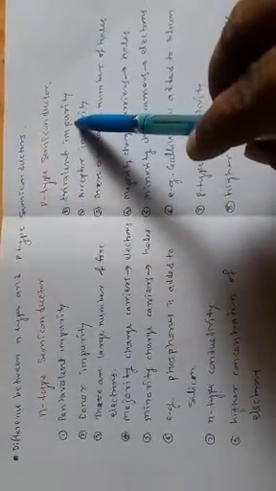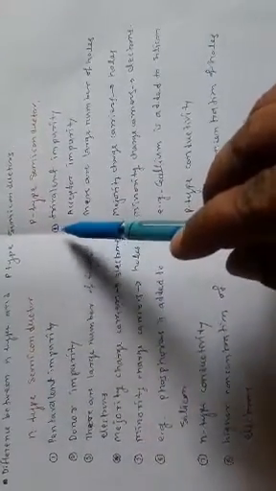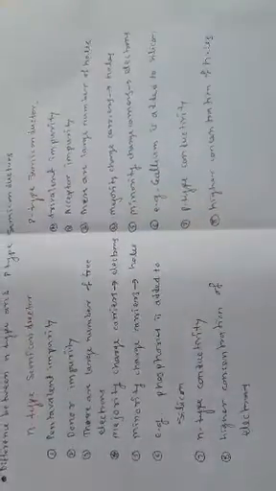the impurity. In case of N-type semiconductor, pentavalent impurity is required, and in case of P-type semiconductor, trivalent impurity is required. Therefore, for formation of N-type semiconductor, pentavalent impurity is required, and for formation of P-type semiconductor, trivalent impurity is required.